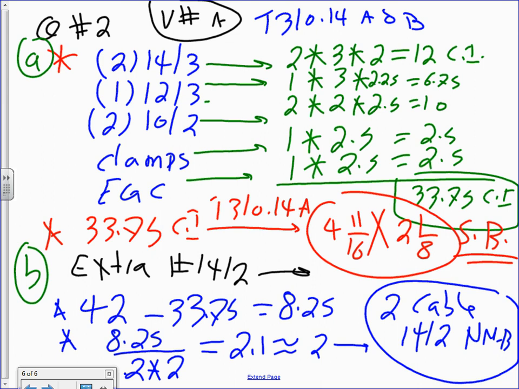Can I have a thumbs up? Do we fully understand it? This is it, as ugly as it gets. The only thing that could change: if I say 12/2 here, this 2 at the bottom becomes 2.25. If I say 10/2, the second 2 becomes 2.5. Continue the same math.